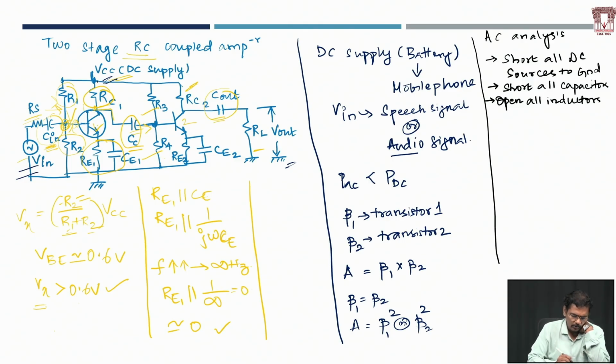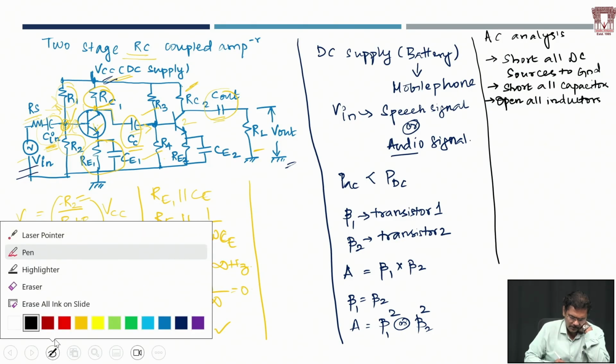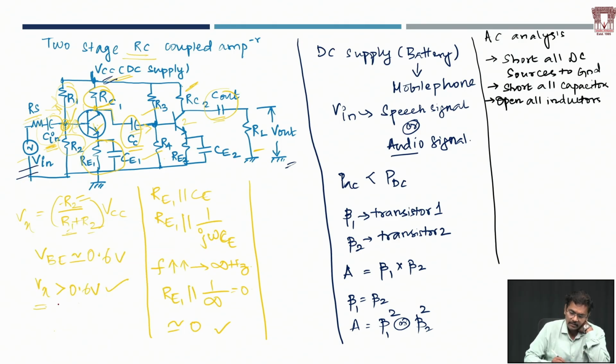Now coming back to this one, I'm going to make a certain modification in the circuit. First, I'll override with the red color. The first step is to short all the DC sources to ground. This is the DC source that I have here, I'll replace this with ground. Then short all the capacitors. Whatever capacitors I have, I'll short them. I've shorted all the capacitors. Now open all the inductors. We don't have any inductor here, so we don't have a problem. Now I'll redraw the circuit.